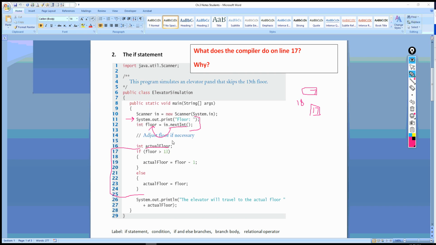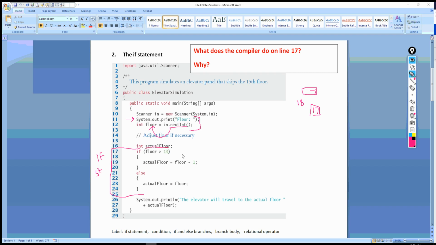And so then, based on what the user enters, the compiler is going to make a decision on here. So if we look at this, we have going from if all the way down to the last brace of else. This is called the if statement. So make sure you label this on your notes. This is the if statement.